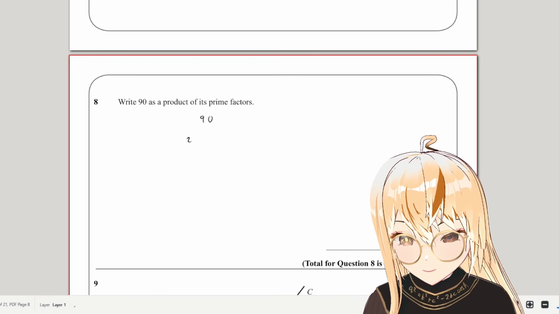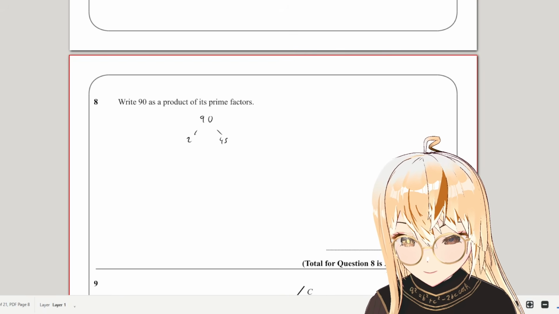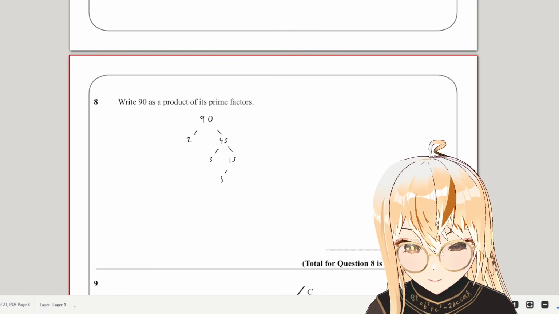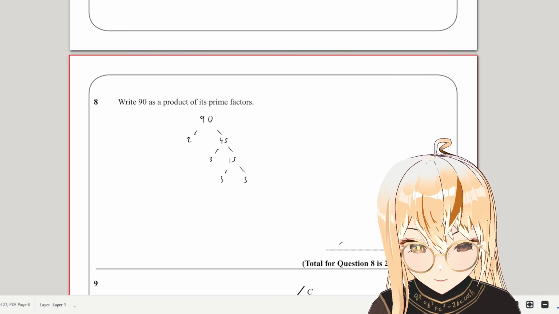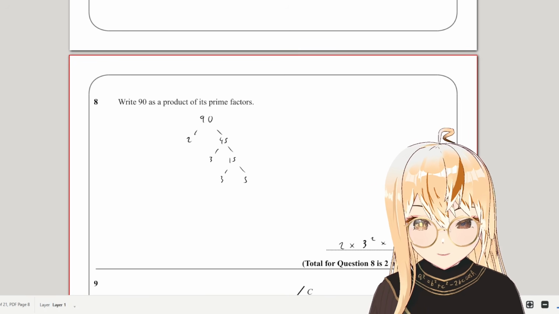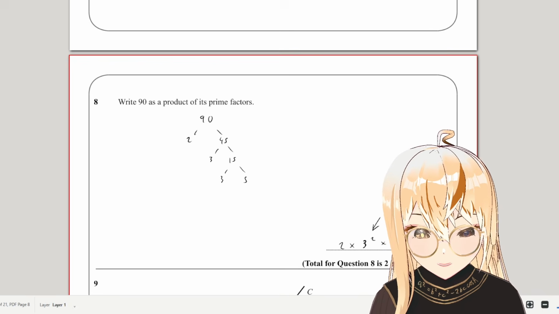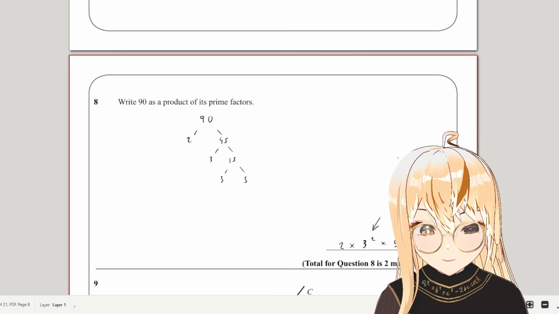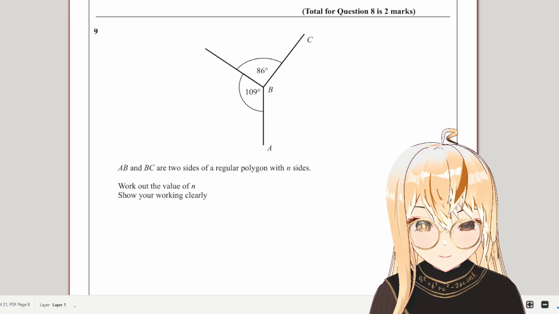What I like to do is just keep dividing by 2. It's like the easiest way to do it. And then immediately we already have the answer, which is 2 times 3 times 3 times 5. You don't have to do it like this, but if it does ask for it, then you do, of course.